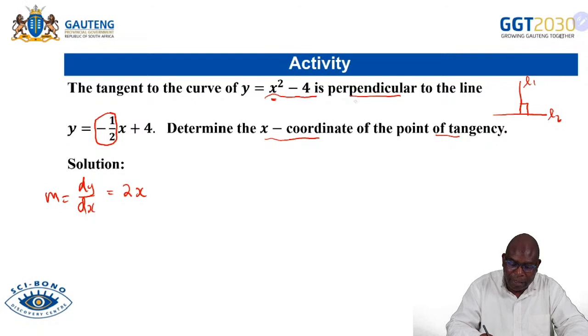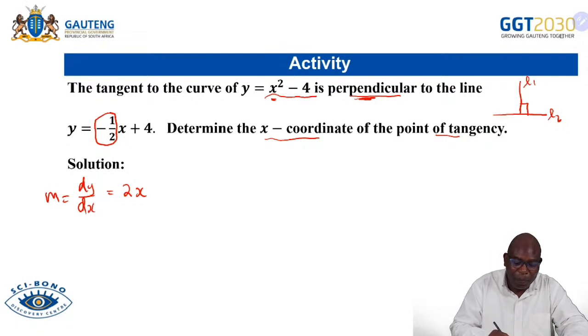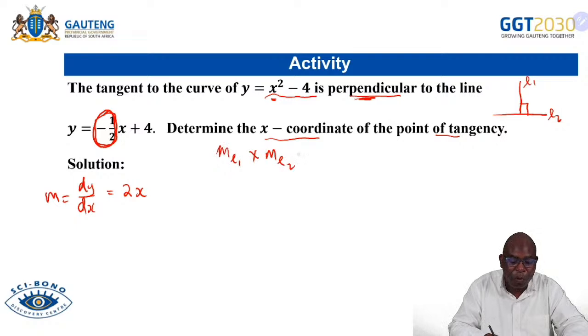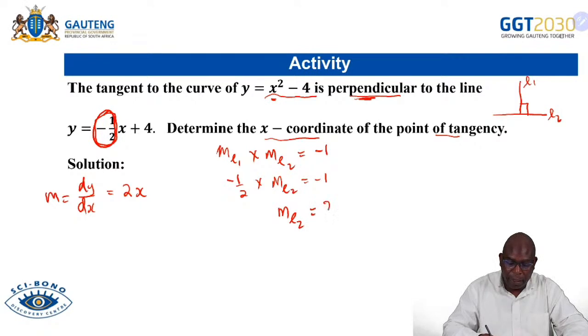But now, they say this line is perpendicular to this line. I mean, the tangent of that curve is perpendicular to that. So if it's perpendicular, what will be the gradient of the perpendicular to the one that has been given there? So we said the gradient of line 1 times the gradient of line 2 will give us negative 1. So I'll have negative a half multiplied by the gradient of L2 must give us negative 1, which means L2 will be equal to 2. So that answer there will be 2.